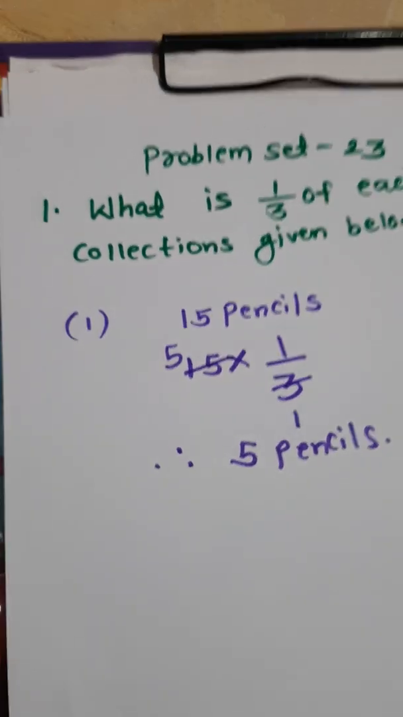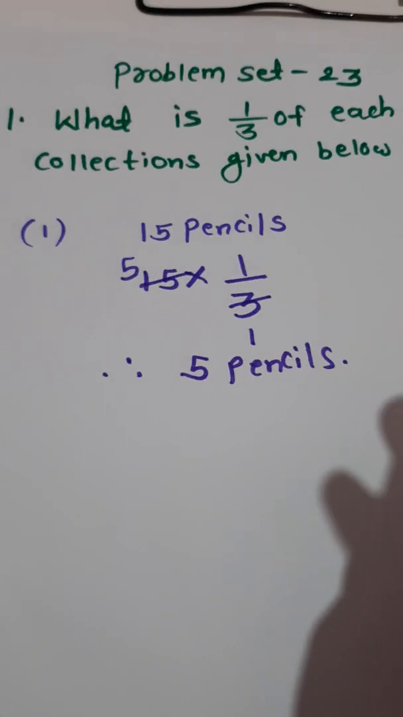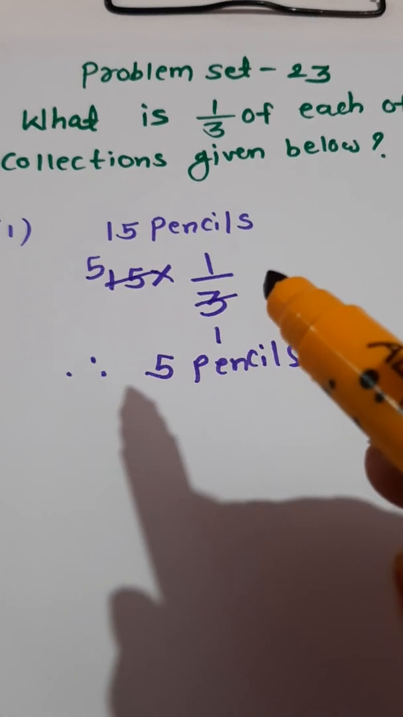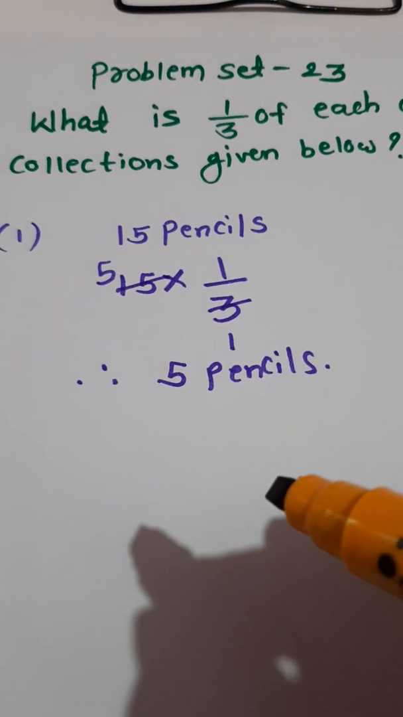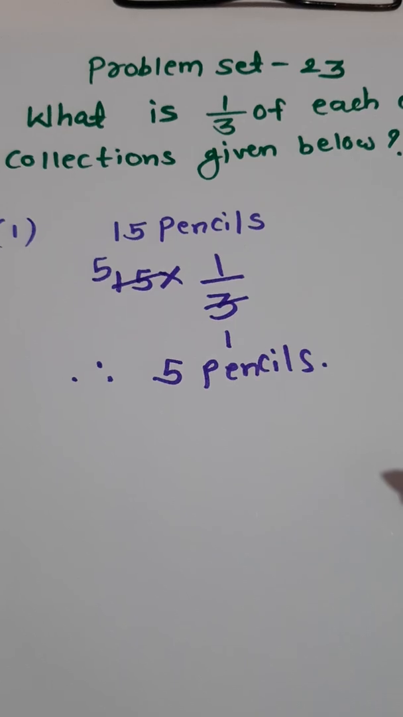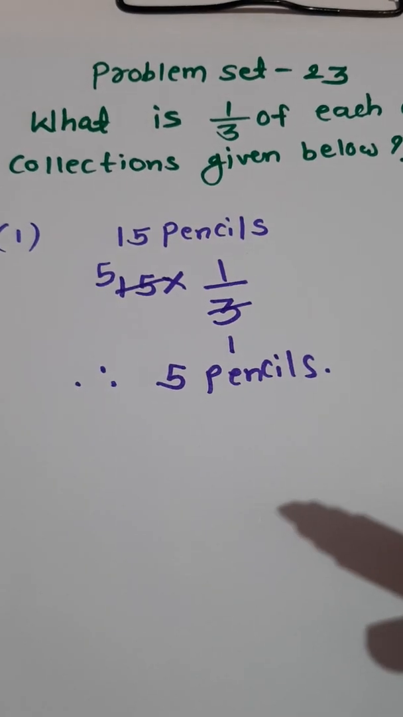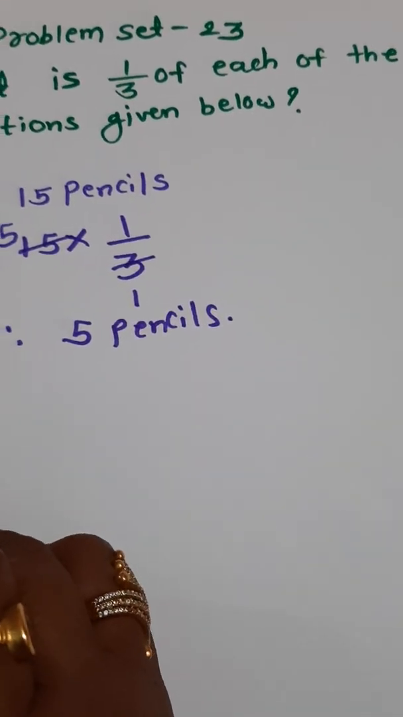Very simple to solve. This is the method to find out 1/3. What to do? How many objects are given? Write that number of objects into 1/3. Otherwise, you can write 1/3 first into the given objects. Any way you can solve, you will get the same answer.